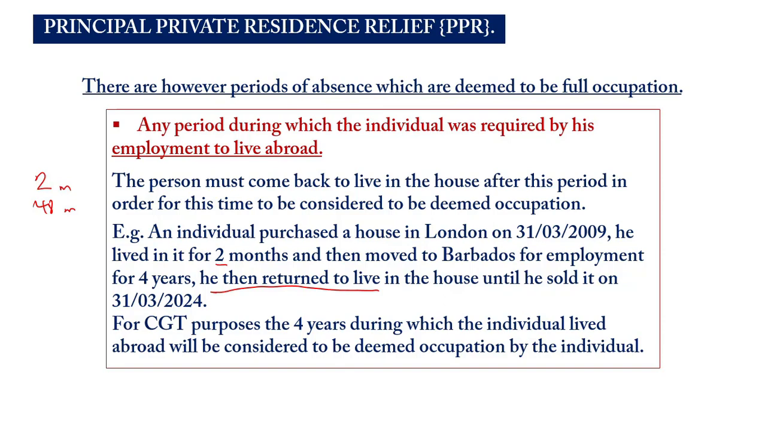Okay. And then he returned to live in it. Yes, because he was in Barbados because his job took him there. And then he returned to live in the house before he sold it off. So if he had stayed there and then sold the house off, then that 4 years will not qualify for the relief. You must return to occupy the house before you can sell. So the 48 months that he lived outside will be considered to be occupied.